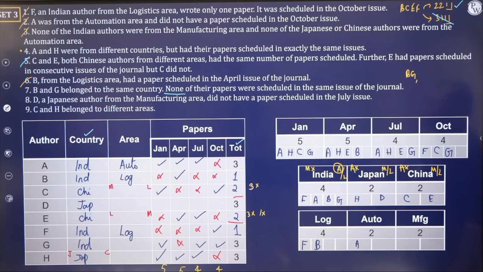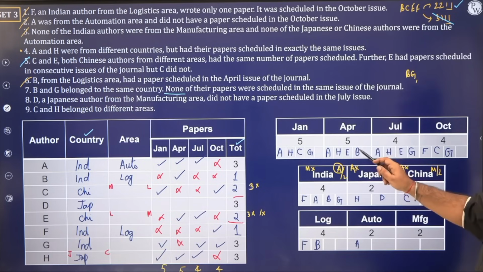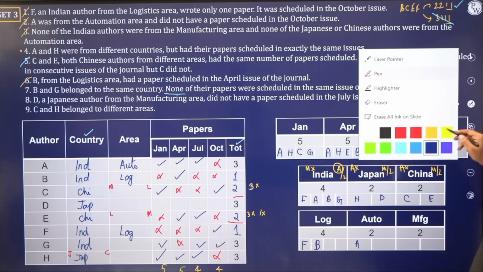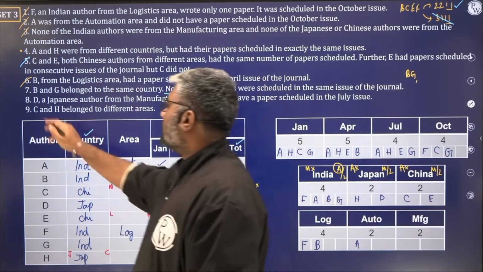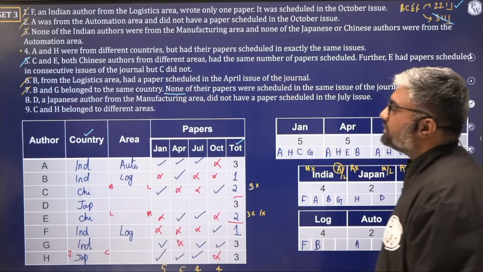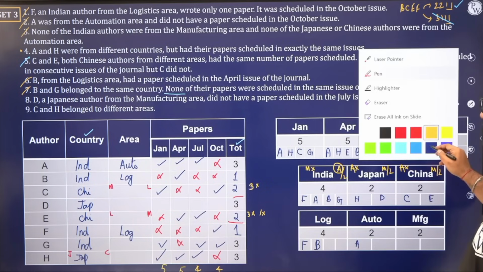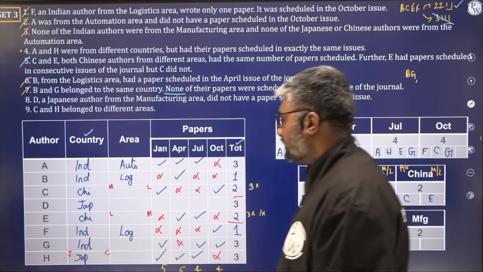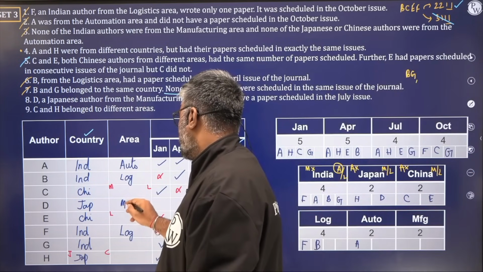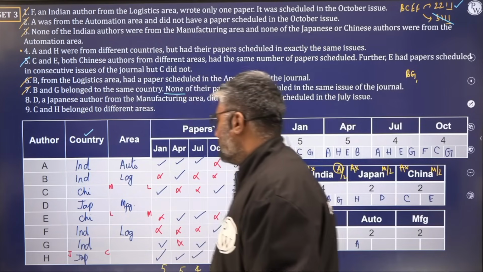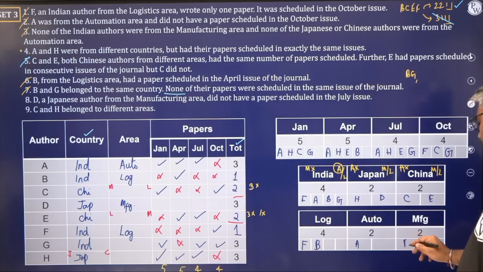Yeah. So this also kind of makes sense for us. We just need to find out one more person for April, 1, 2, 3, 4, and one more person for October, 1, 2, and 3. We still have some more clues left. Nice clue. D, Japanese author from manufacturing area. So who's from manufacturing? D is from manufacturing. Okay.